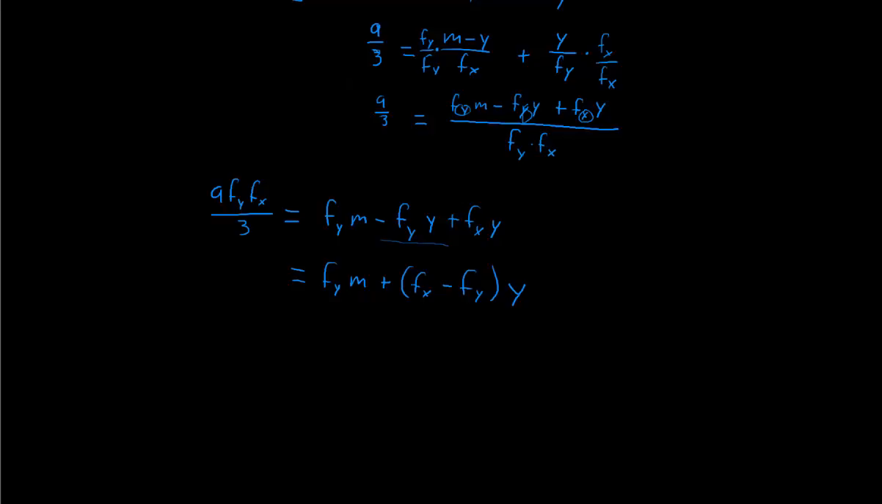Now we still need to solve for y, so we need to get y by itself on this side of the equation. It looks like I need to subtract Fy times m from both sides of the equation. And so that's going to equal Fx minus Fy times y. Okay, we're getting really close now.